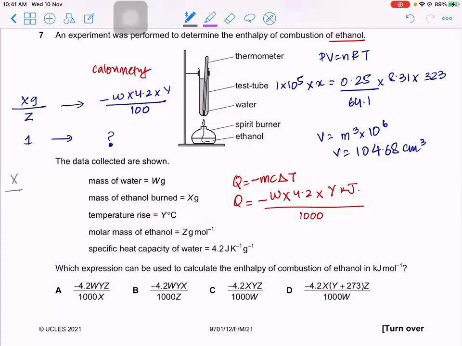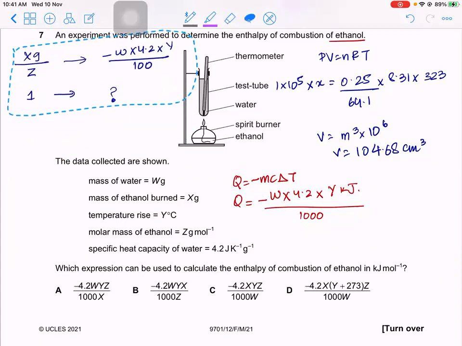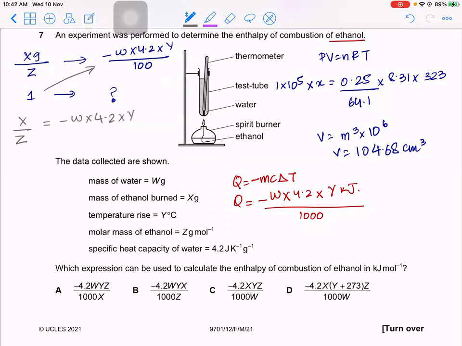So it will be X upon Z is equal to minus W times 4.2 Y upon, and this you can make this 1000X. Do you guys understand this? One minute. All right. So this would be 1 times this and this times this. All right. This is what we need to find. So it will be X upon Z is equal to minus W times 4.2 times Y upon 1000. And this is what we need to find.